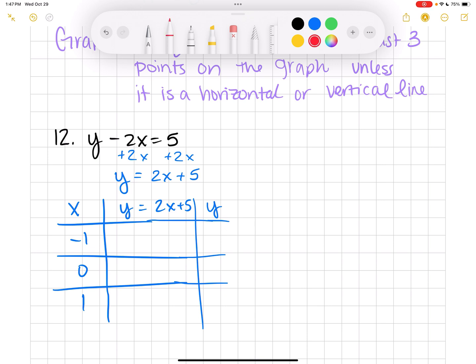So I'm going to have y equals 2 times -1 plus 5. So what's 2 times -1? -2 plus 5 is 3. So that means that the ordered pair that comes out of that point is going to be -1, 3. So I'll plot that point. Then over here, if I plug in 0, I have y equals 2 times 0 plus 5. What does that equal?